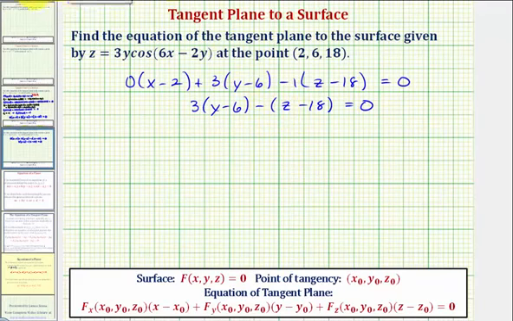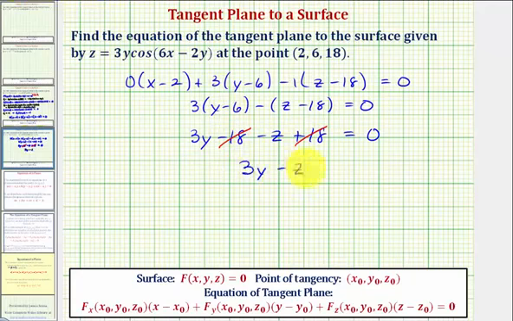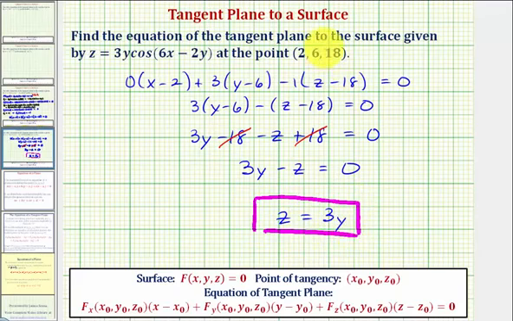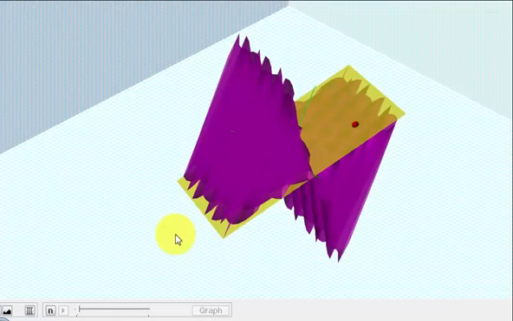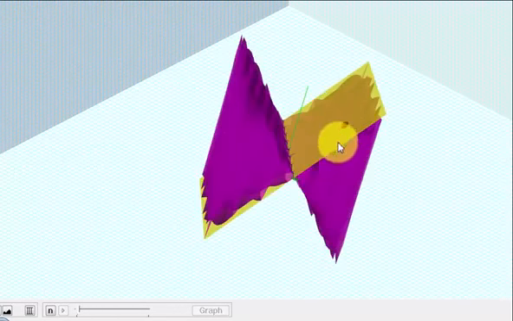So if we distribute, we would have 3y minus 18 minus z plus 18 equals 0. Notice how the constants are opposites, so this would be 0. So we have 3y minus z equals 0. So this would be the general form. Solving for z, we would add z to both sides, giving us the equation z equals 3y. So this would be the equation of our tangent plane to our surface at the given point, which again, going back to our graph, is the equation of this yellow plane. I hope you found this helpful.